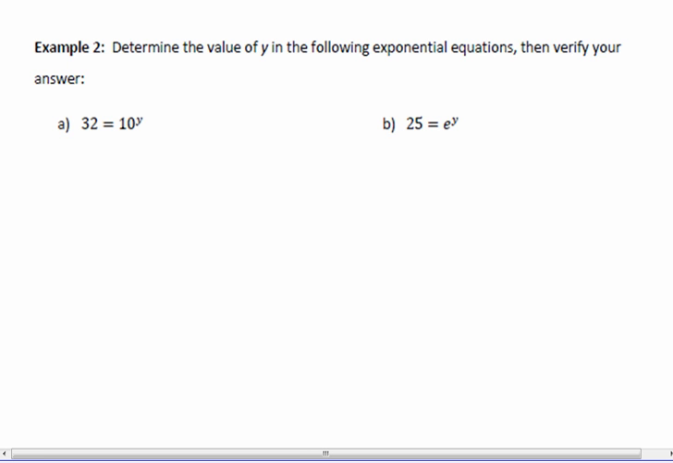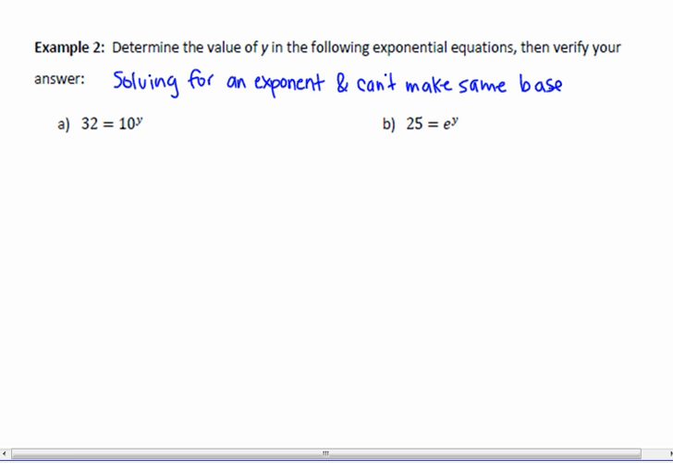So when we're solving for an exponent, and we can't make the same base, so same base is what we used last unit. That's when we have to change to log form. Change to a log.